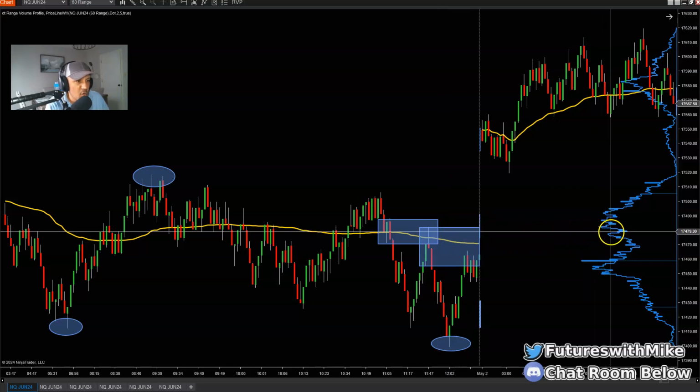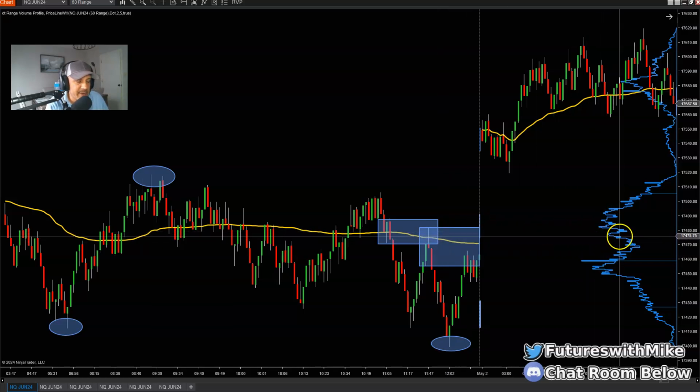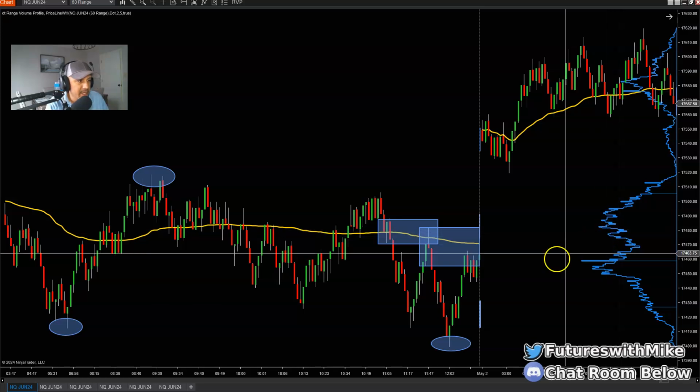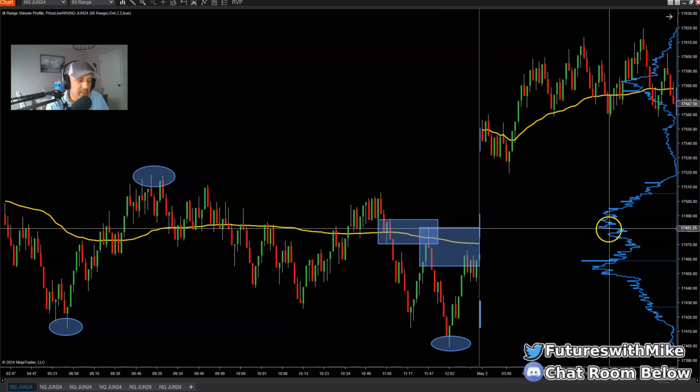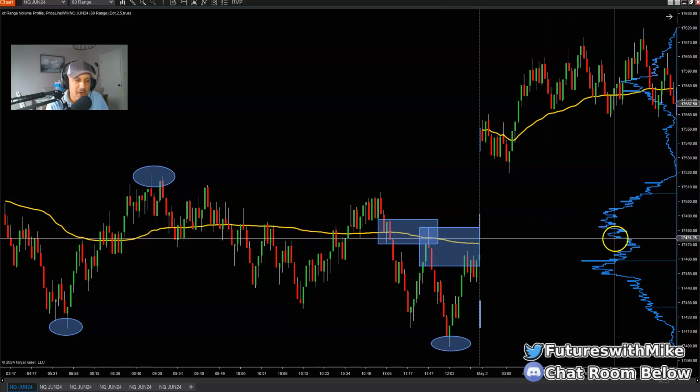above. Now that node really sticks out right here. You see that high volume area right there? All right, so the market pulls back to that area right there. It taps into a supply zone, and I'm looking to the right hand side of my chart, and I see this high volume node right here.